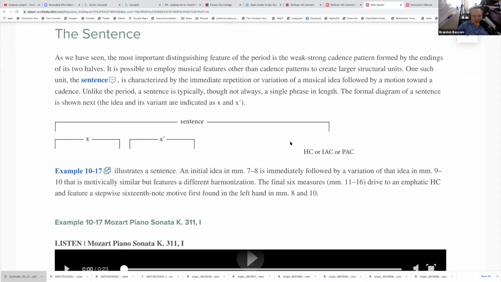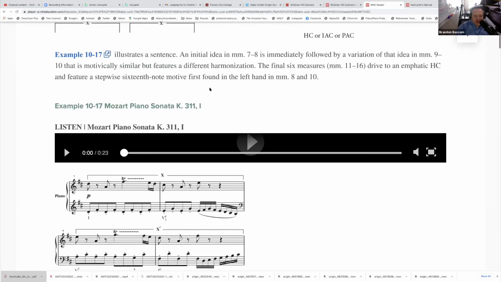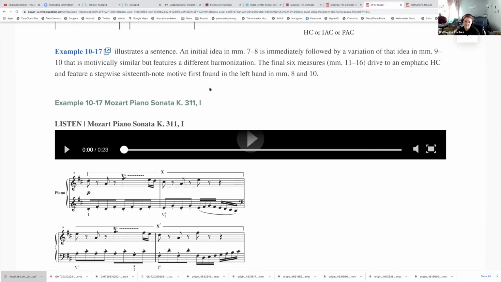So what is a sentence? The immediate repetition or variation of a musical idea, followed by a motion toward a cadence. Example 10-17 illustrates a sentence. The initial idea in measures 7 and 8 is immediately followed by a variation of that idea in measures 9 through 10 that is motivically similar but features a different harmonization. The final 6 measures, 11 through 16, drive to an emphatic half cadence and feature a stepwise 16th note motive first found in the left hand in measures 8 and 10.